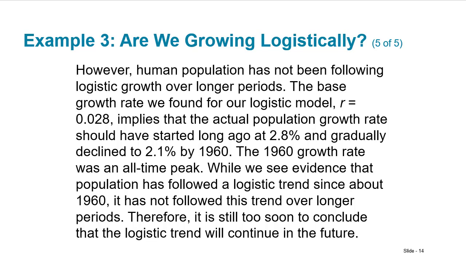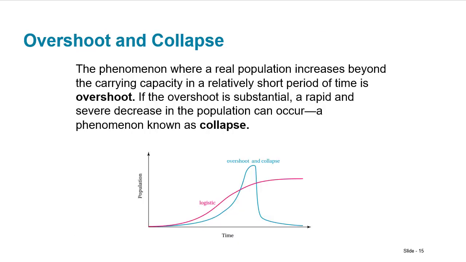Therefore, it's still too soon to conclude whether or not we're on logistic growth. There could be all sorts of things happening. So there's what's called the overshoot and collapse phenomenon. This is the phenomenon where a real population increases beyond the carrying capacity in a relatively short period of time and overshoots. If the overshoot is substantial, then a rapid and severe decrease in the population can occur, a phenomenon known as collapse.